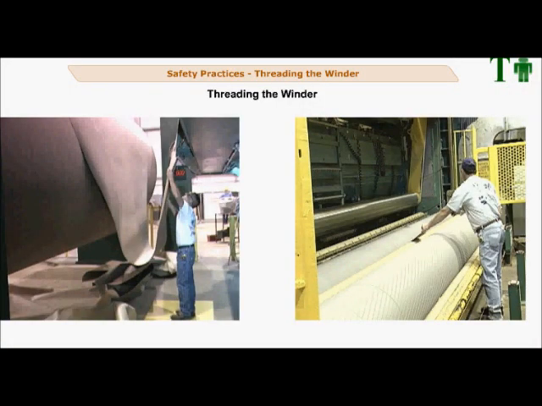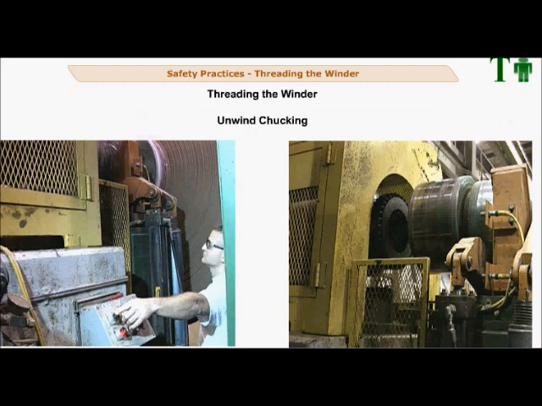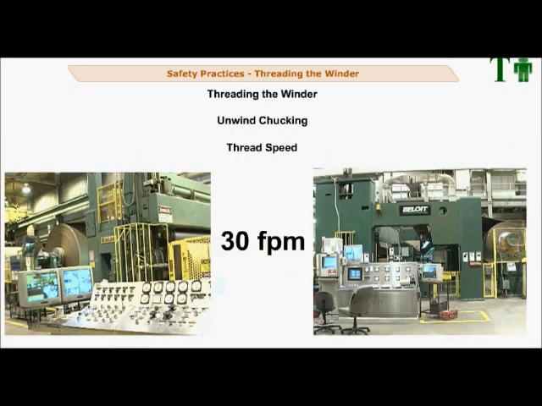Threading the winder. All winder operators and crew members must be trained in and qualified to thread the winder. This training should take place during the skill qualification process. The crew member who chucks the unwind clutch into the parent reel must be aware of this dangerous pinch point. Thread speeds should be set at a maximum of 30 feet per minute to minimize the extent of personal injury in the event that a person comes in contact with an ingoing nip.